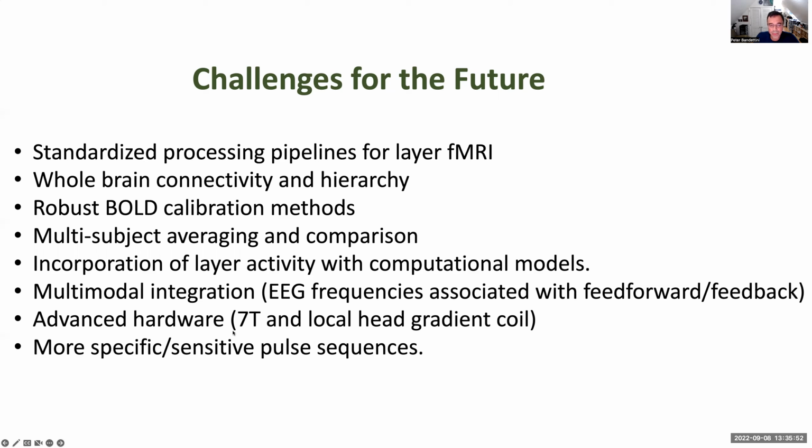There's more work to be done with 7 Tesla, maybe even with head gradient coils to get us to even higher resolution or more flexibility in what we can do. And I think we're still developing the sequences. I think we can get a little bit further in terms of being more specific to capillary effects with our pulse sequences.